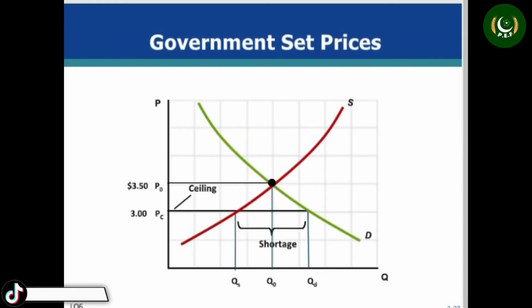A price ceiling is a maximum legal price, such as PC. When the price ceiling is below the equilibrium price, a persistent product shortage results. Here that shortage is shown by the horizontal distance between QD and QS.